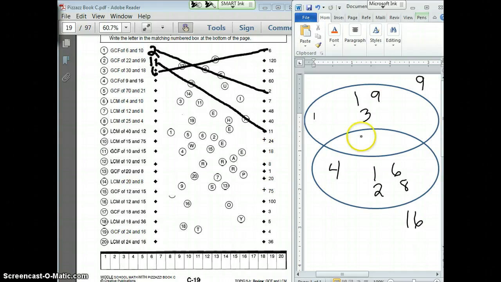So looking for common, we've got a 1 and a 1. Not 2, but not 3. And not 6. Not 8. We might have our greatest common factor right there as 1. So we'll write a 1 here, and then we'll connect.